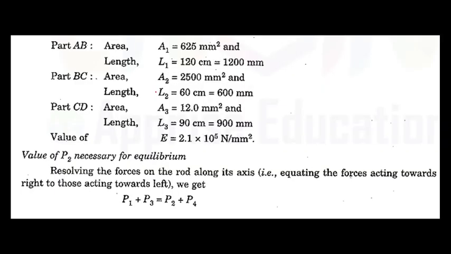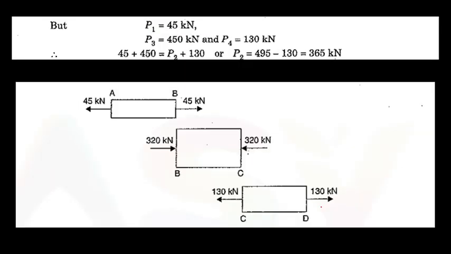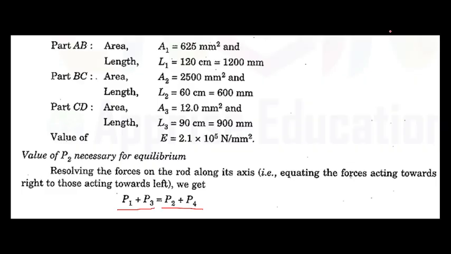Yes, P1 plus P3 is equal to P2 plus P4, this is what we were doing. Putting all the values, you will get P2 as 365. Now the area is given, I have already told you. Length is given. Second area, second length, third area, third length, and Young's modulus is also given.